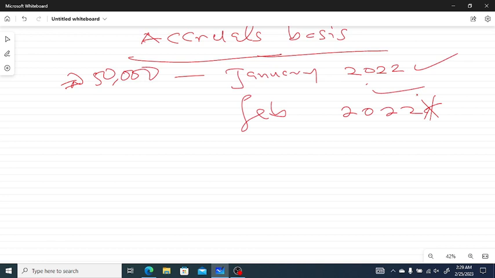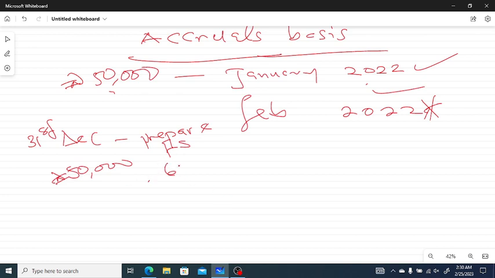And the next one, let's look at another example here. Say a company prepares its financial statement to 31st December each year. It sells goods of 50,000 naira to a customer on 6th of December. This sales took place on 6th of December, year 2, but it does not receive a cash payment from the customer until 15th of January, year 3.